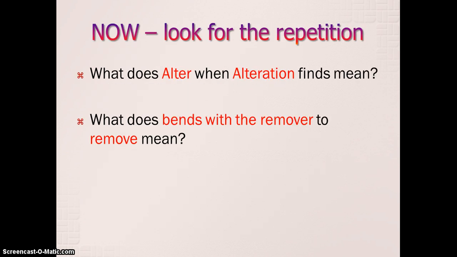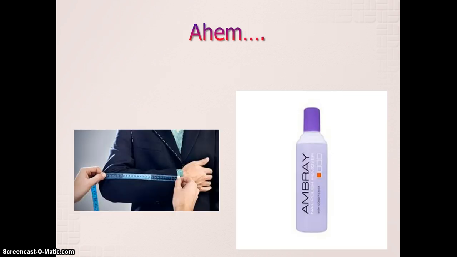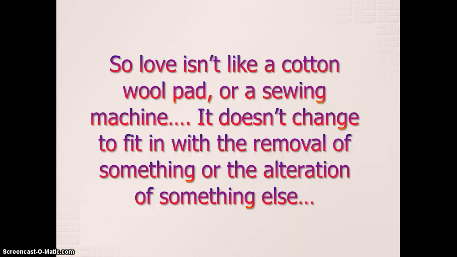Now look for the repetition. And think about what the repetition of different forms of the same word means. "Alters when it alteration finds, or bends with the remover to remove." What do they actually mean? It's kind of a tickle of inspiration in there, but think about what you think these words mean. Maybe these pictures will help a little bit. Is love the tape measure? Is love the nail varnish remover? How's it working here? Think about it.